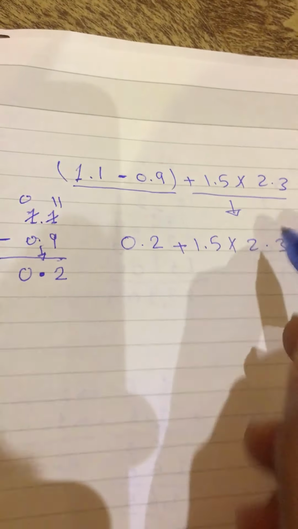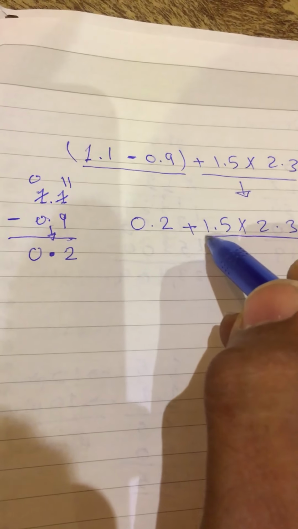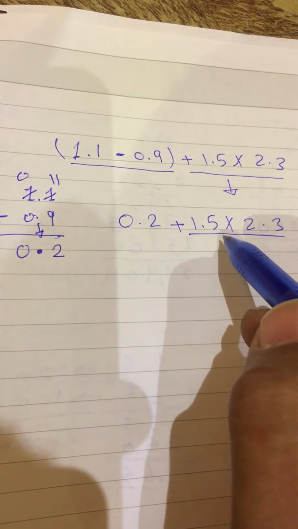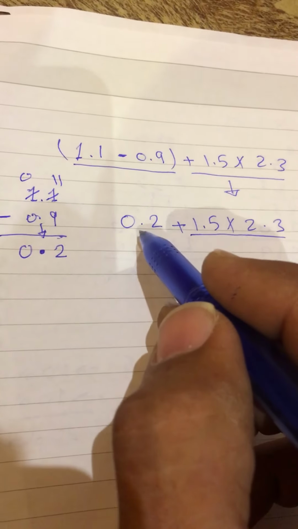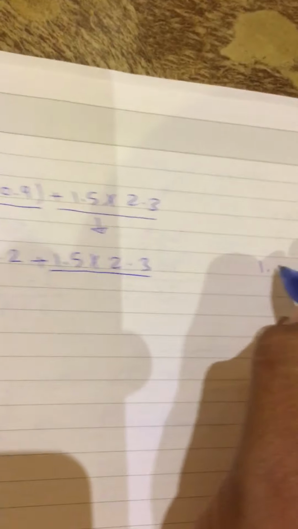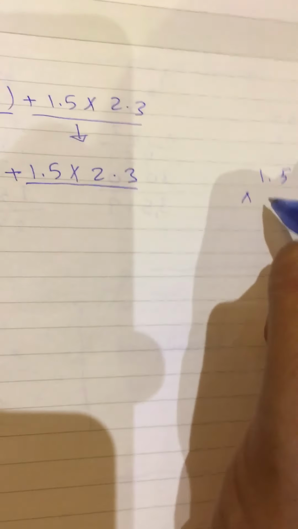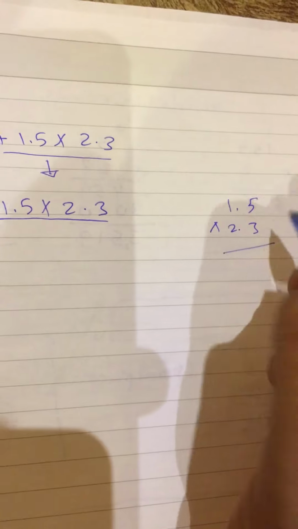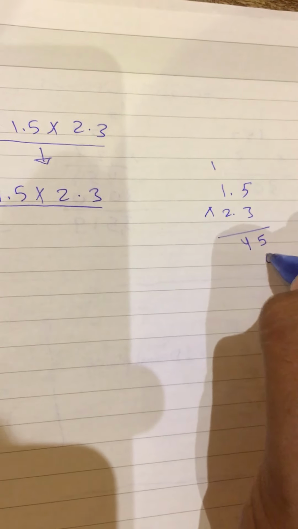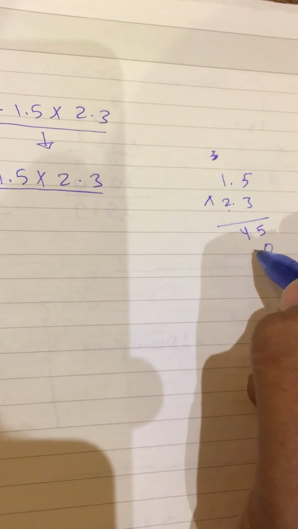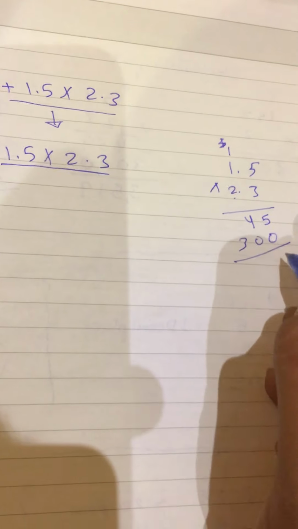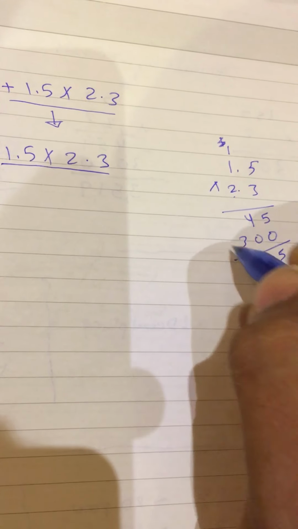Now I have addition with multiplication. Following the BIDMAS, we have to find the product here when we multiply, because multiplication becomes before addition. Again, 1.5 times 2.3. 3 times 5, 15. 3 times 1, 3 with 1, 4. We have to add 0. 2 times 5, 10. 2 times 1, 2 with 1, 3. 5, 4, 3 when we add them.